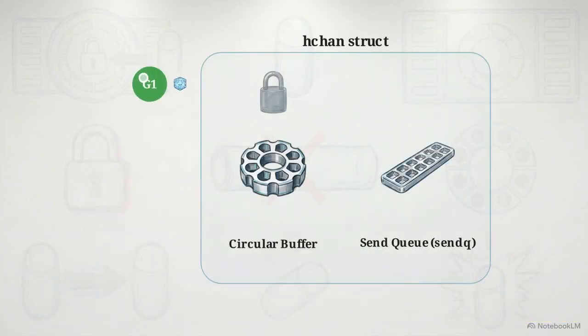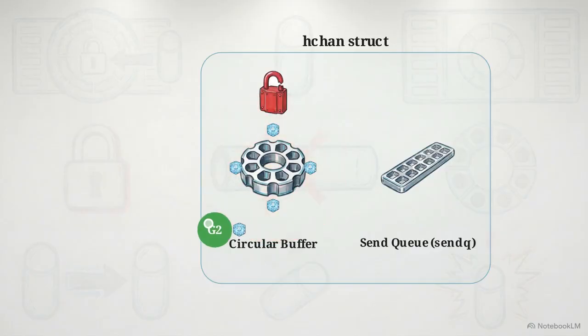In a standard buffered send, the sender Go routine acquires the mutex lock, copies its value into an open slot in the circular buffer, and unlocks. If the buffer is full, the sender enqueues itself into the send queue, entering a passive state to wait.